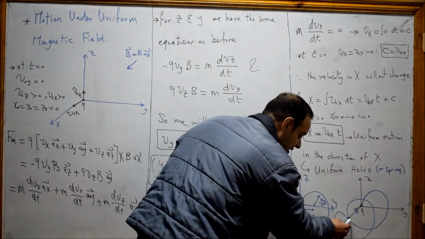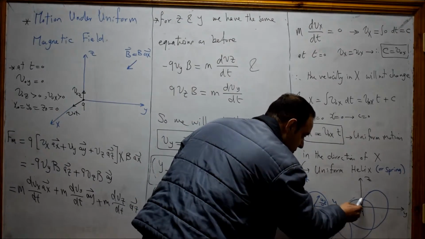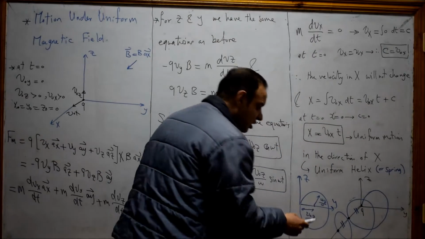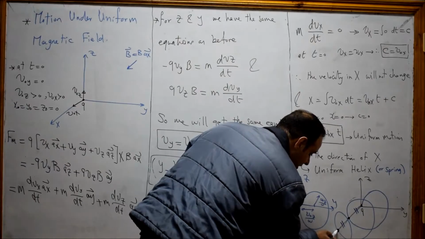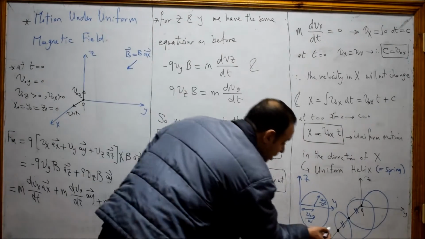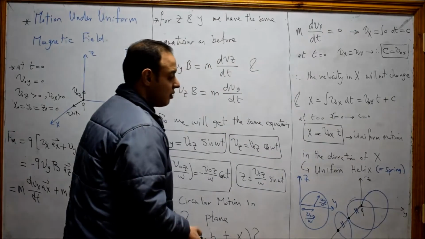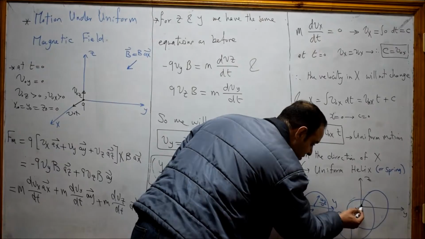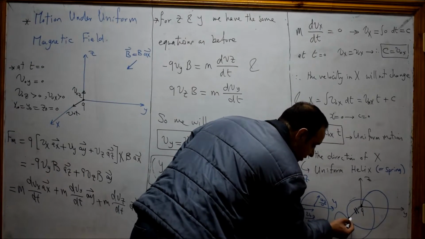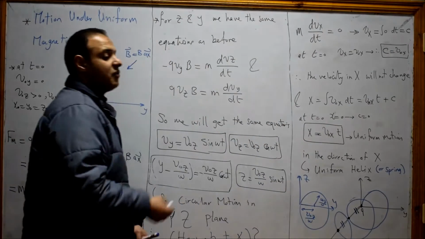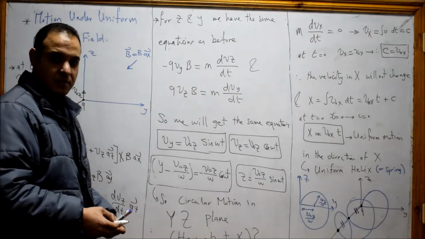In the second cycle, we start from here, move along some circular path, but in 3 dimensions, and after another period, we will reach the x-axis again. Because this is a uniform helix, the distance from this point to this point is equal to the distance from this point to this point. And of course, this will continue infinitely in the direction of x.